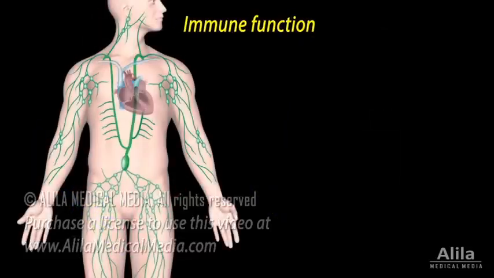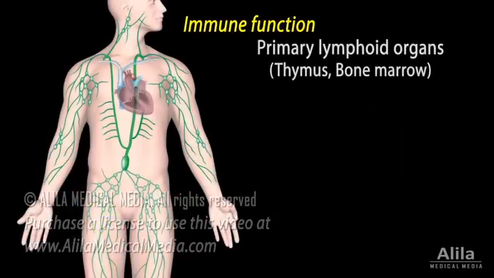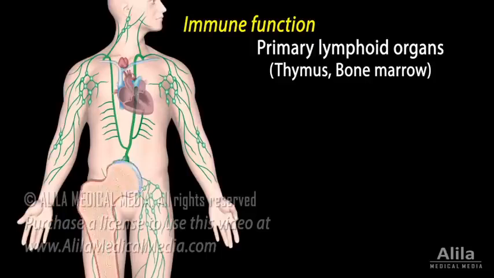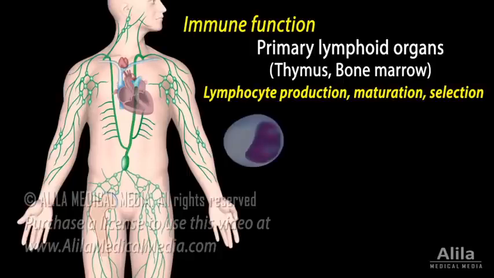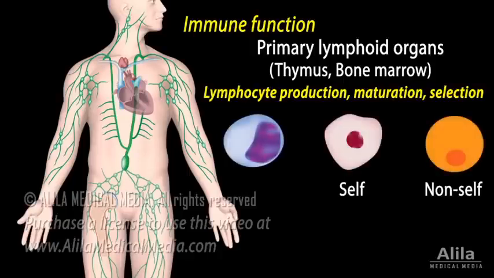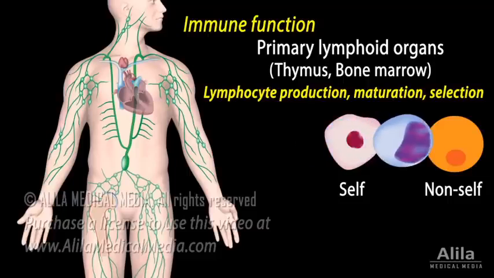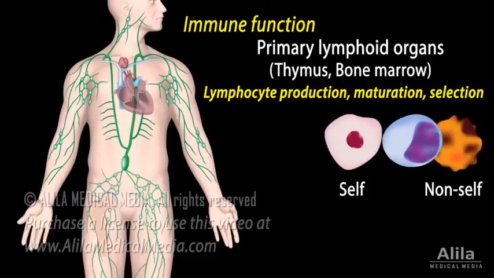The lymphatic system also includes lymphoid organs. Primary lymphoid organs, the thymus and bone marrow, are the sites of lymphocyte production, maturation, and selection. Selection is the process in which lymphocytes learn to distinguish between self and non-self, so they can recognize and destroy pathogens without attacking the body's own cells.